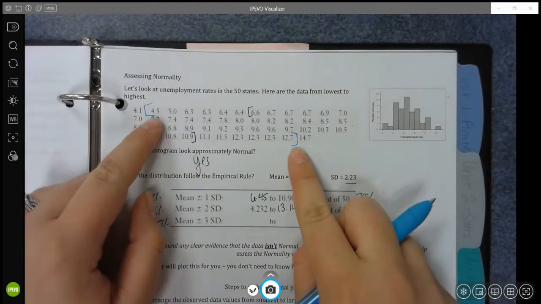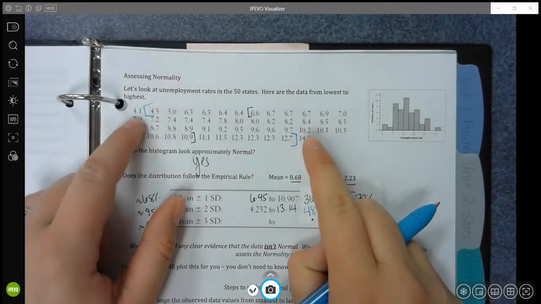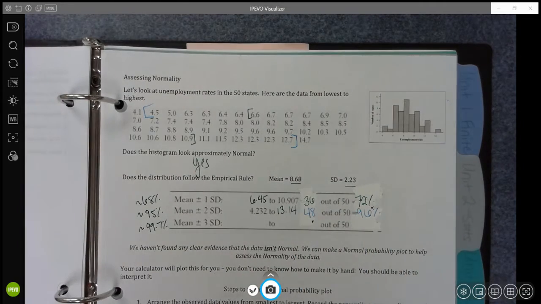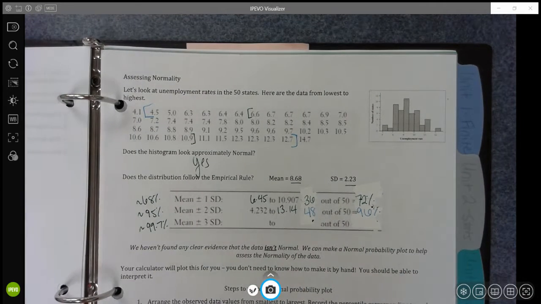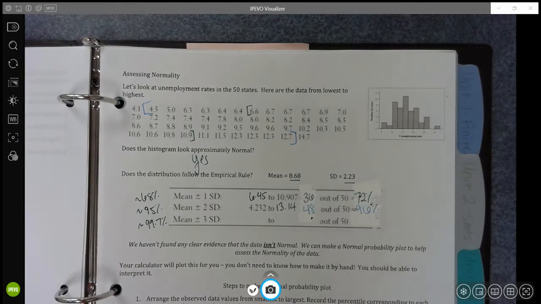All right, you'll see I have it up here in blue. So it's all except for the outer 48 of the 50 states. That makes 96% of the data falls within two standard deviations of the mean. That still looks pretty close to 95. I have not found anything concerning yet.